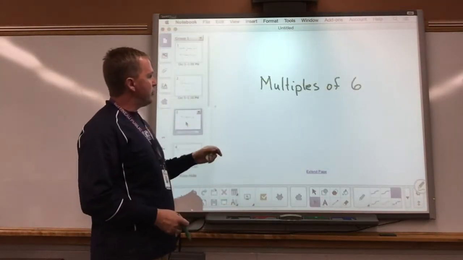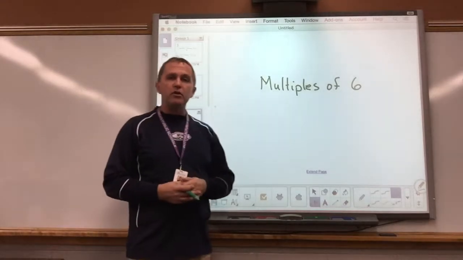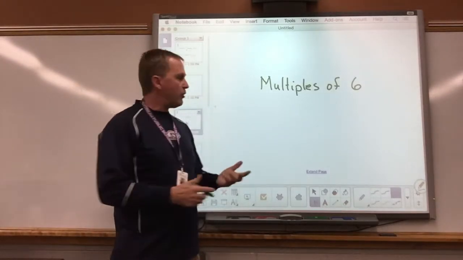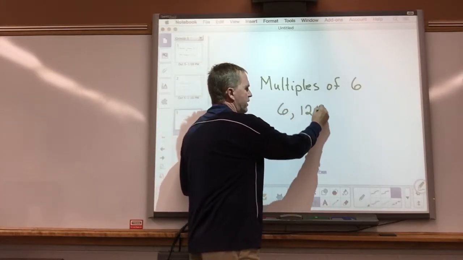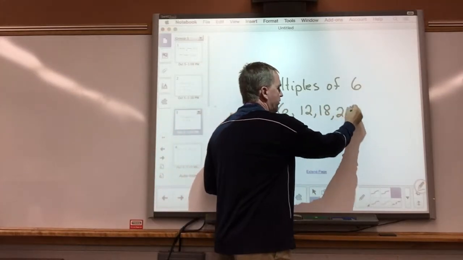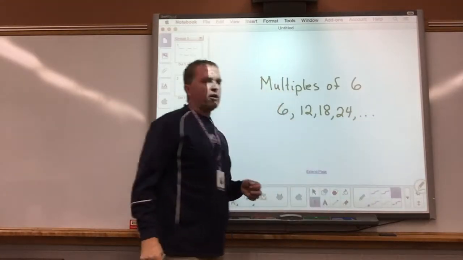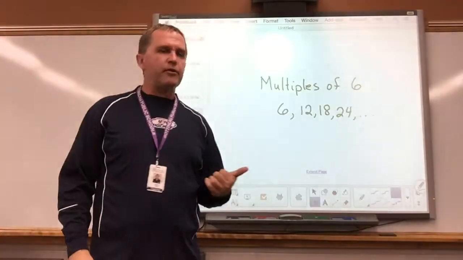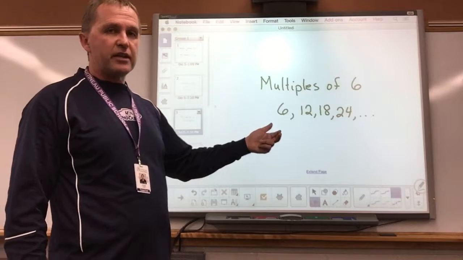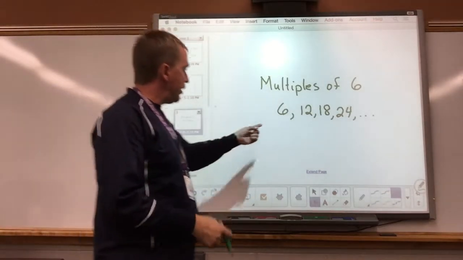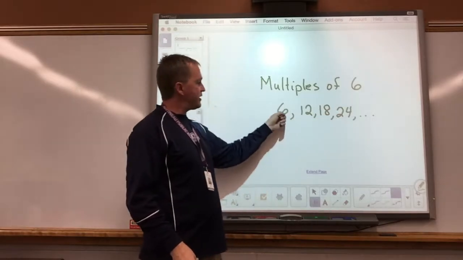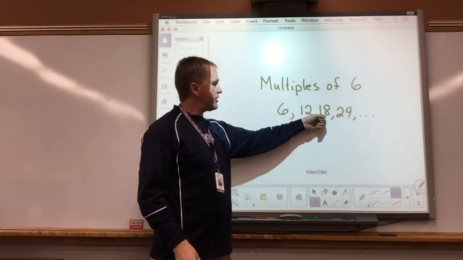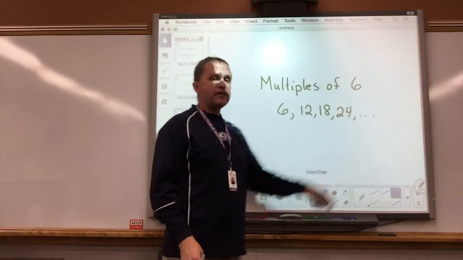If we jump to multiples, I'm going to ask you what are the multiples of 6. And I would hope that you would say, well, that would be 6, 12, 18, 24, etc. If you look at what I've written down there, those are the numbers that 6 goes into. 6 goes into itself, it goes into 12, it goes into 18, it goes into 24. In fact, this is 6 times 1, 6 times 2, 6 times 3, 6 times 4, etc.